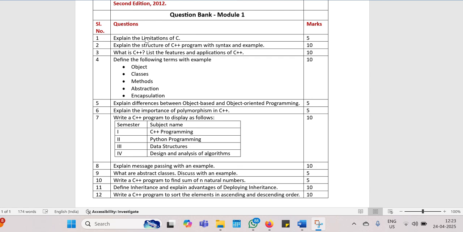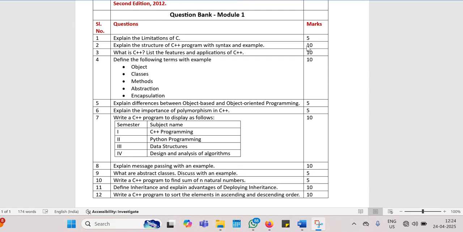So the first question is explain the limitations of C. So this can be asked for 5 marks or even up to 8 marks, wherein you can elaborate what are the restrictions or the limitations we have in C programming that gave a provision for making an enhancement to C, that is C++. The second question is explain the structure of C++ program with a syntax and example.